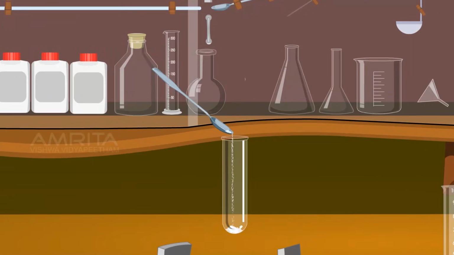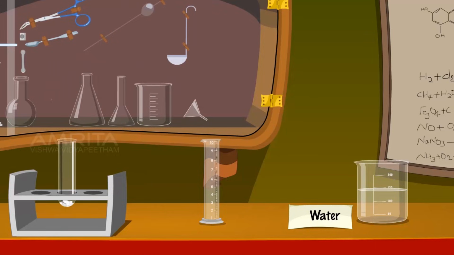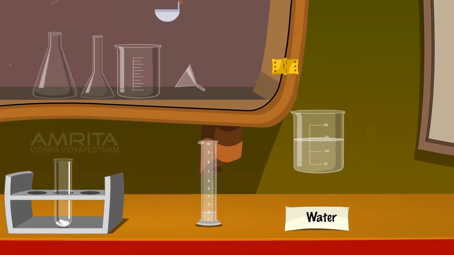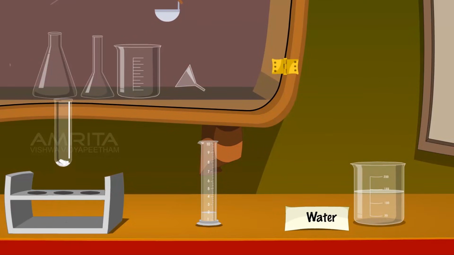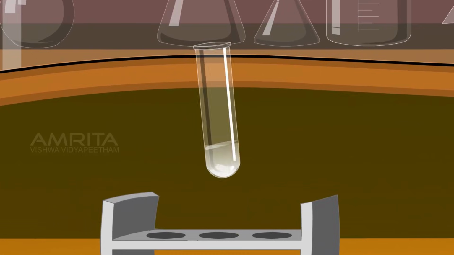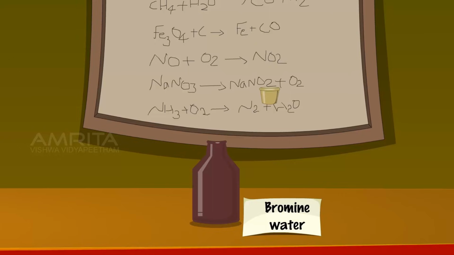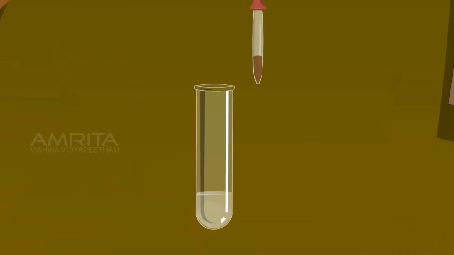Add it into a test tube. Take 2 ml of distilled water in a measuring cylinder. Pour it into the test tube and shake it well. Take 1 to 2 drops of bromine water. Add it to the test tube and shake it well.